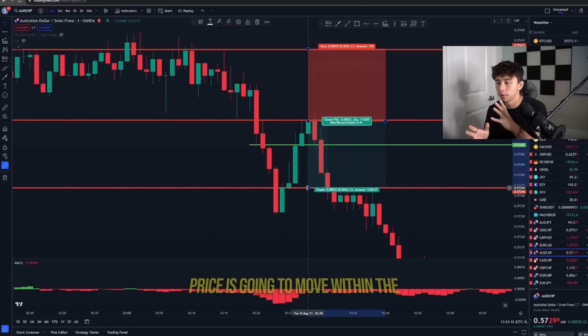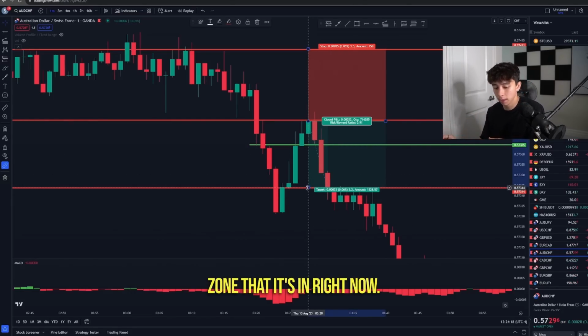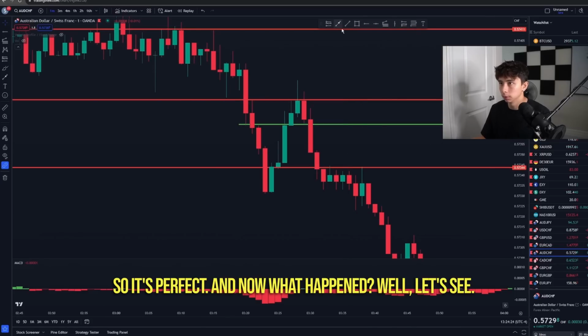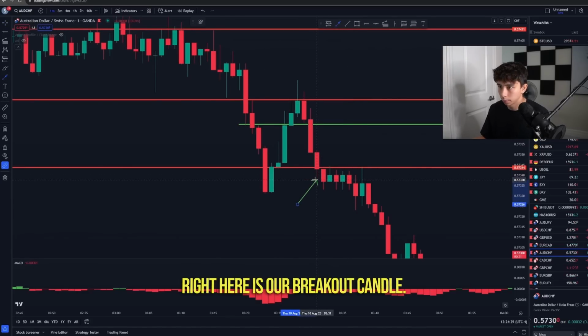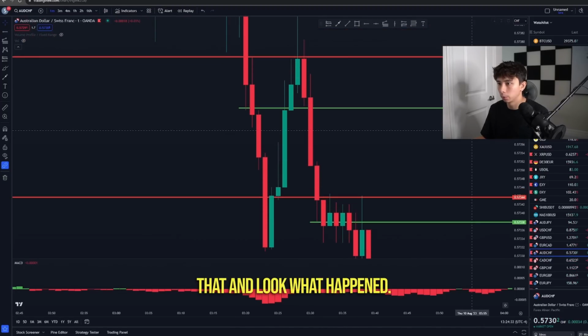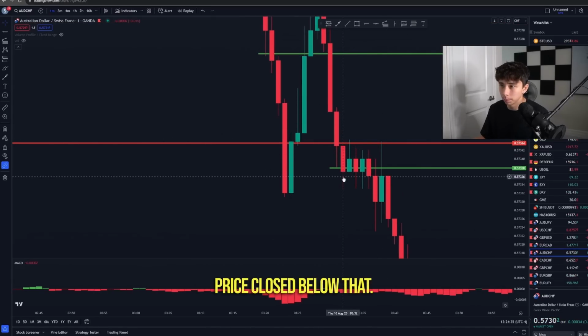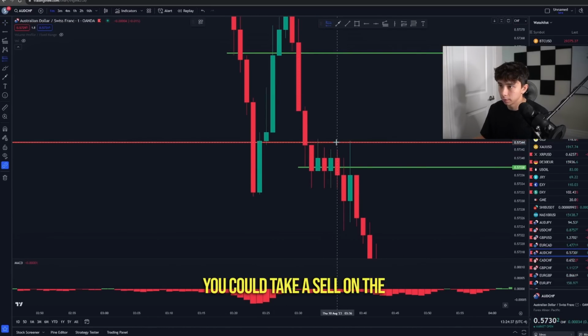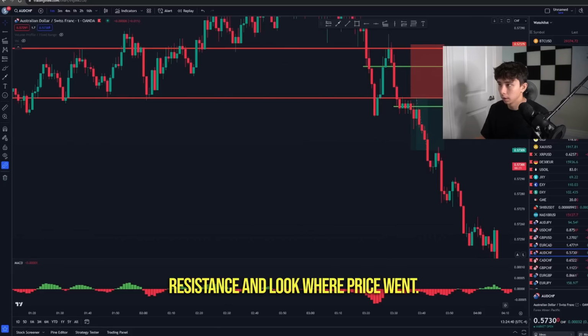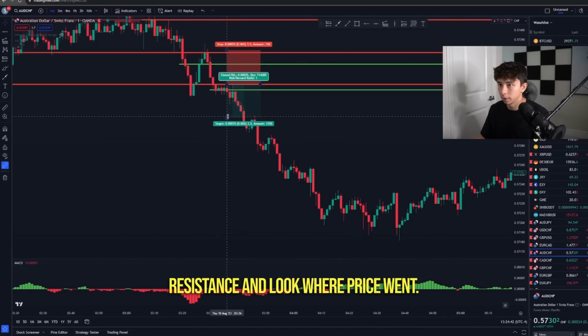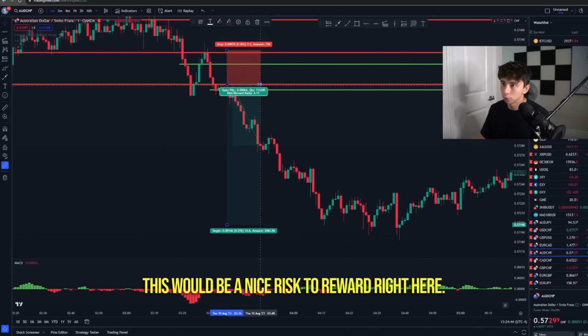Stay within the zone. Price is going to move within the zone that it's in right now. So that is perfect. And now what happened? Well, let's see. This right here is our breakout candle. We need price to close below that. And look what happened. Price closed below that. You could take a sell on the resistance and look where price went. This would be a nice risk to reward right here.